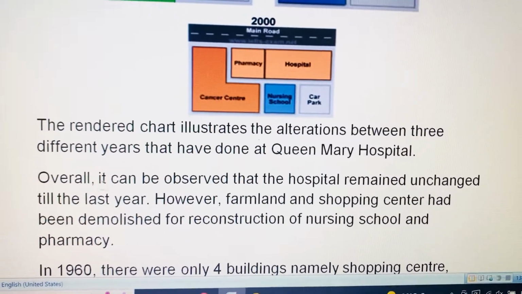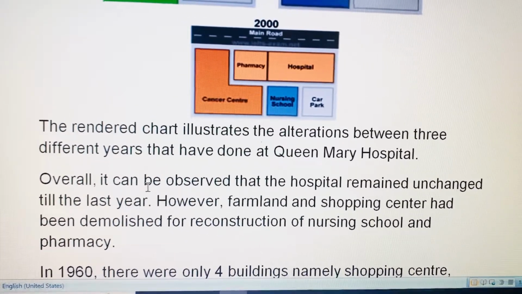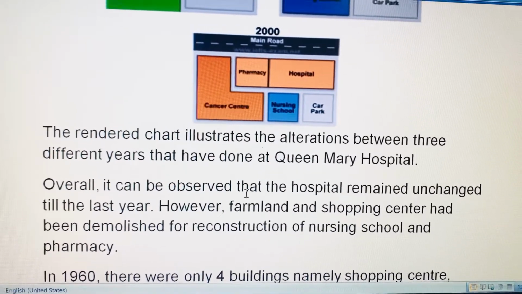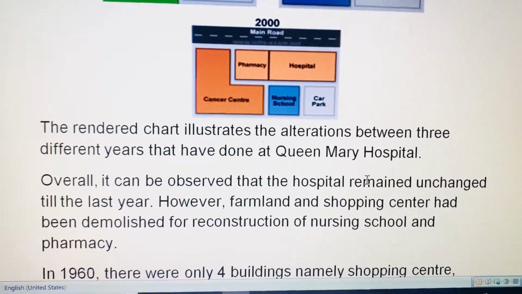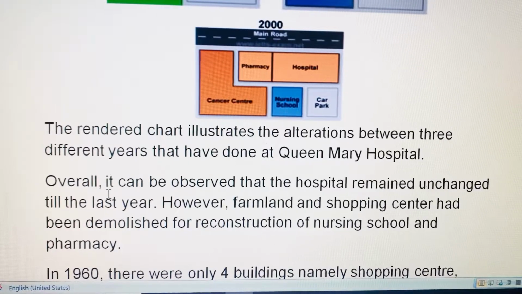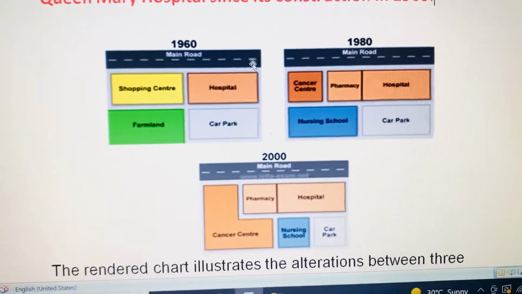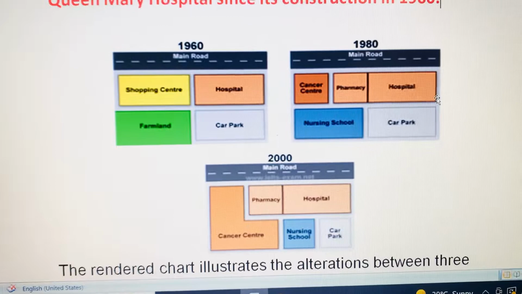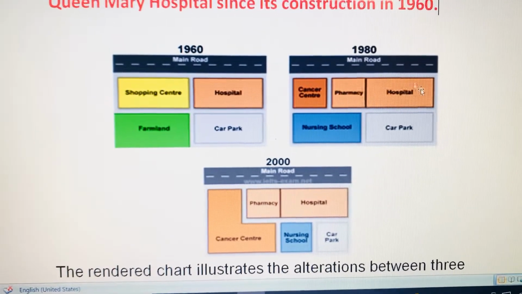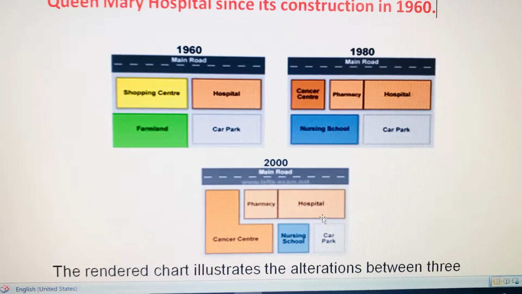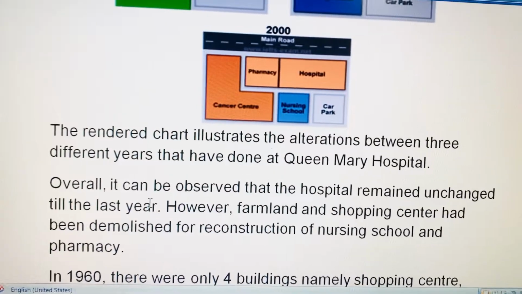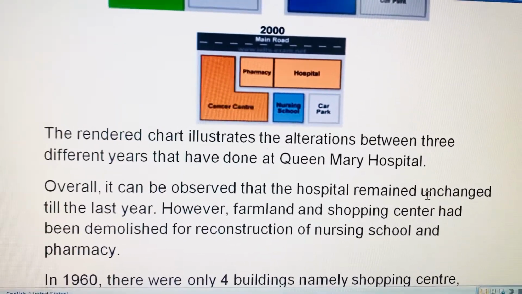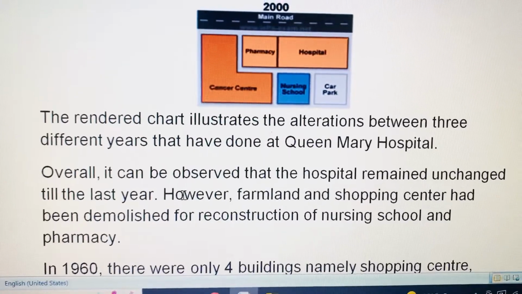So overall, it can be observed. Observed means witnessed. It is clear that the hospital remained unchanged till the last year. This is the place of the hospital, and in 1980 it was the same till the year 2000. So it can be observed that the hospital remained unchanged till the last year.